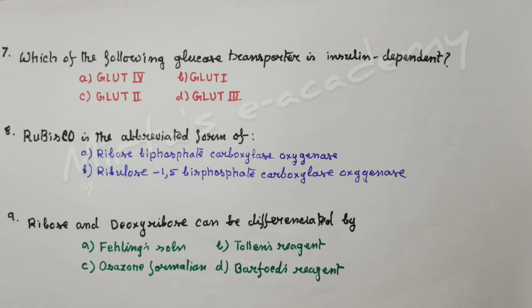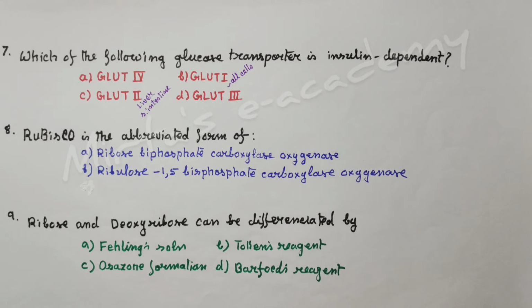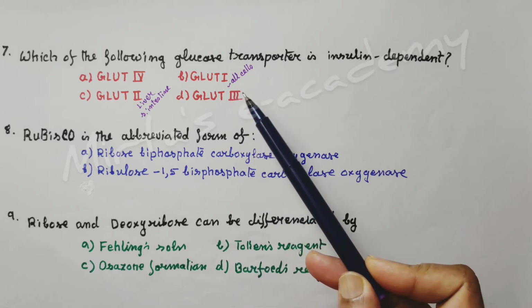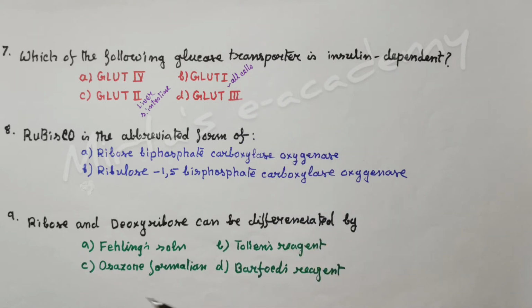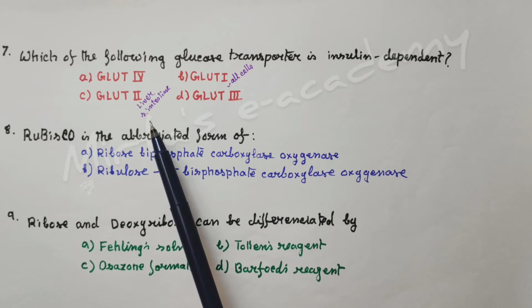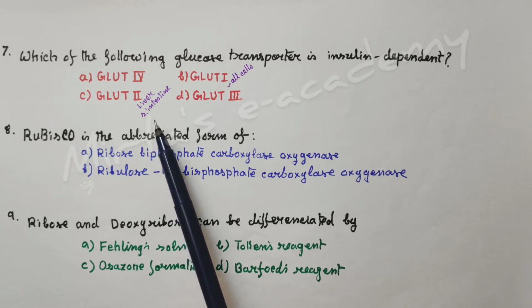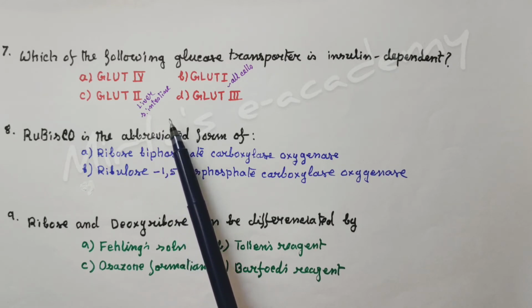Which of the following glucose transporter is insulin dependent? GLUT4, GLUT1, GLUT2 or GLUT3? We have to know some few points about all these types of GLUTs. GLUT1, it is present in almost all cells. GLUT2, it is in liver, also in beta cells, small intestine, etc.